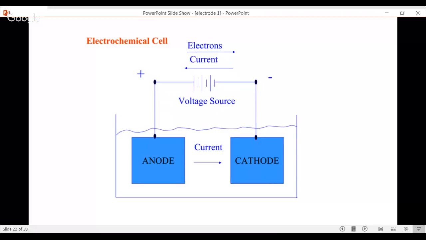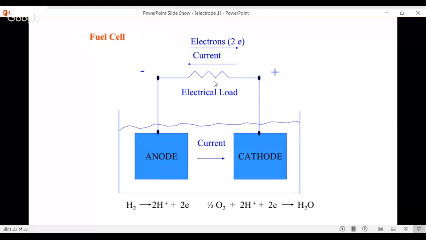so what it means is, in an electrochemical cell, from the anode electrons are flowing to the cathode, and current is flowing in the opposite direction, because the electrons are negatively charged and current is positively charged. So this is a very simple designation. In the anode, oxidation will take place. Anodic oxidation, cathodic reduction. You have to remember this.